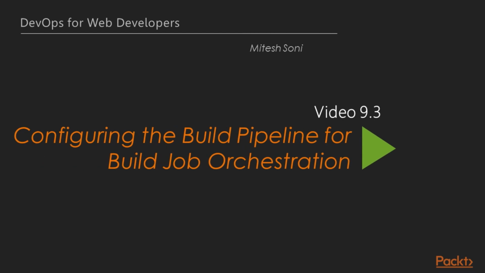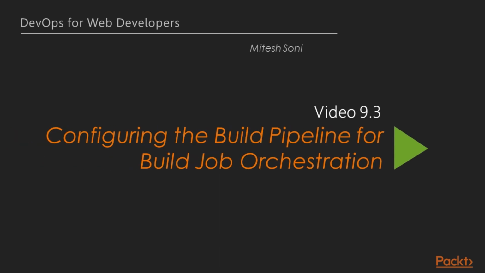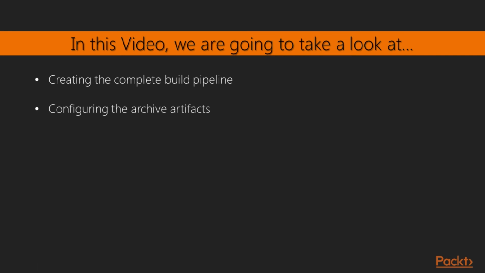Hello, and welcome to the third video of the last section, configuring the build pipeline for build job orchestration. In the previous video, we learned about configuring SSH authentication using a key. In this video, you're going to learn how to integrate all the work in a way that continuous integration, cloud provisioning, configuration management, and continuous delivery is orchestrated in a sequence.